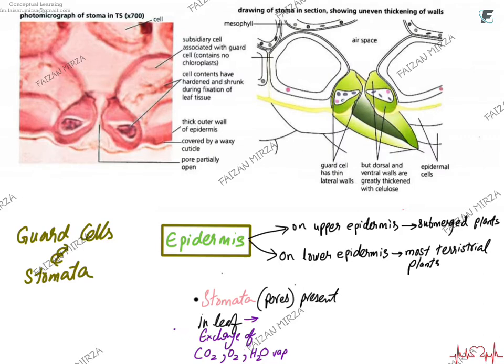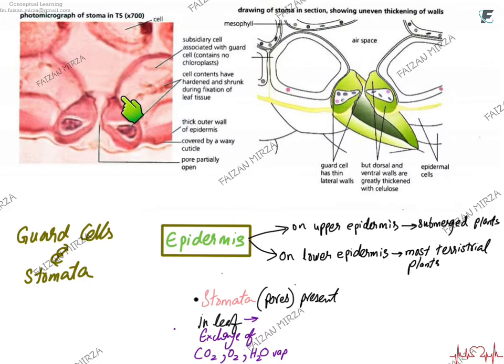On the epidermis, be it the upper epidermis or the lower epidermis, in submerged plants on the upper epidermis, in the terrestrial plants on the lower epidermis, we have stomata. Stomata are pores which are present in the leaf. They allow exchange of gases, CO2, oxygen, and water vapor. This is how a stomatal pore looks like.